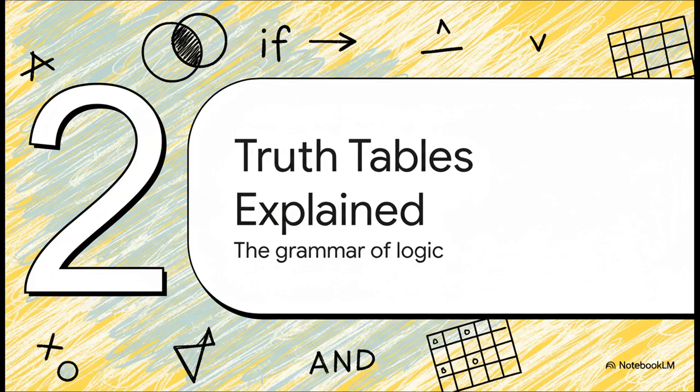Okay, so if logic is a language, then truth tables are its grammar book. They're basically our cheat sheet. They tell us, black and white, whether a complex sentence we've built is true or false, just by looking at whether its little pieces are true or false.